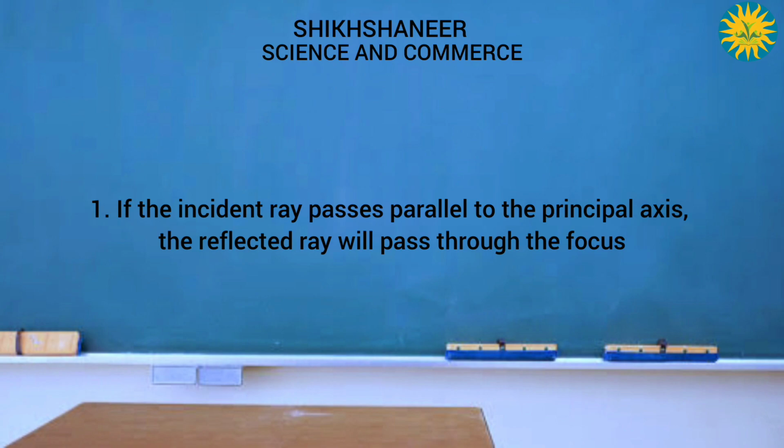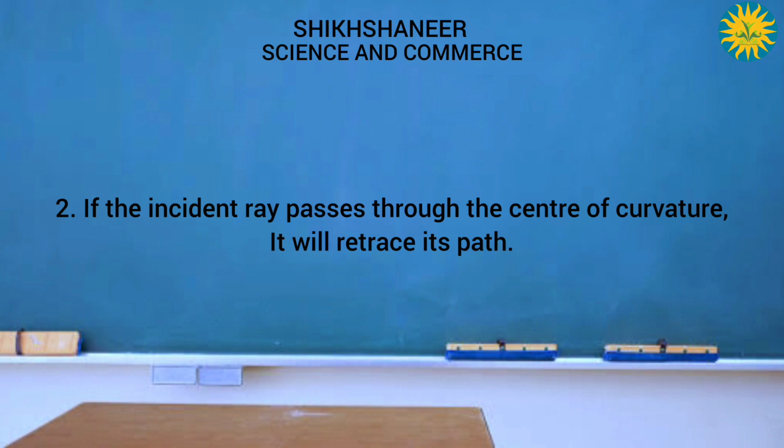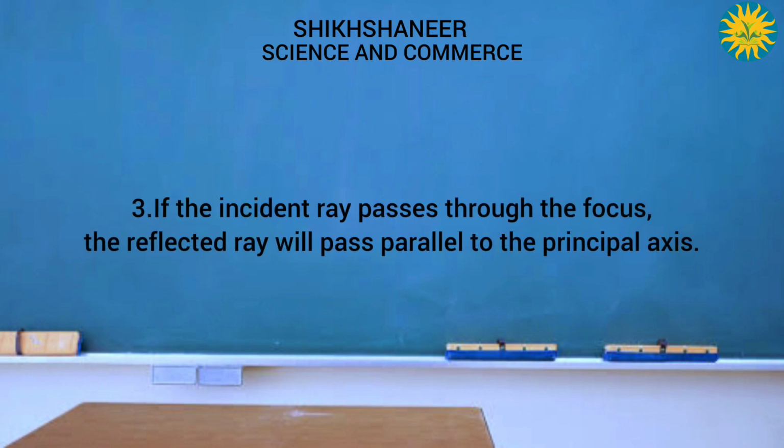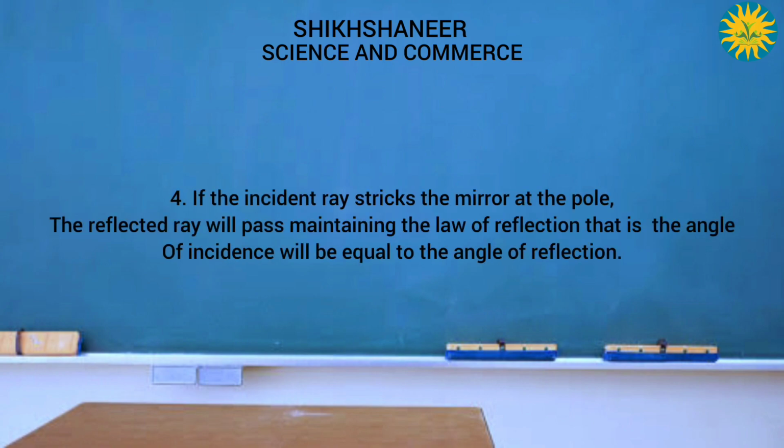pass through the focus. Number 2, if the incident ray passes through the center of curvature, it will retrace its path. Number 3, if the incident ray passes through the focus, the reflected ray will pass parallel to the principal axis. Number 4, if the incident ray strikes the mirror at the pole, the reflected ray will pass obeying the law of reflection, that is, the angle of incidence will be equal to the angle of reflection. The first diagram, when the object is at infinity.